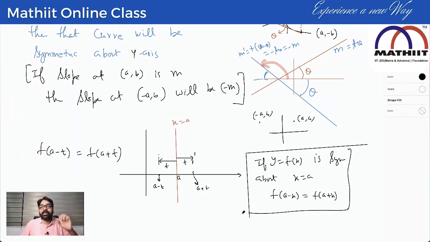If any curve is symmetric about x equal to 5, we'll say f of 5 minus x equals f of 5 plus x. Very, very, very, very important point. Logically understand how I am saying t units move left. Whenever you get confusion with symmetricity, just move like this. You will get a clear picture. Right?